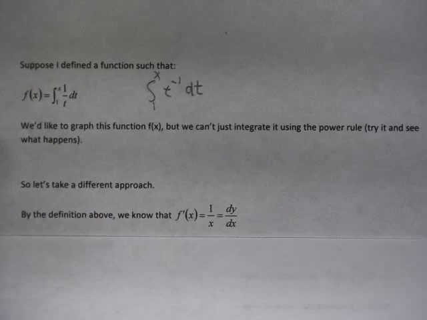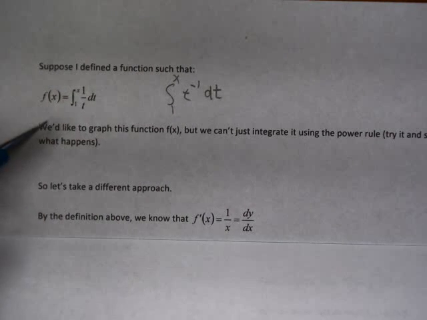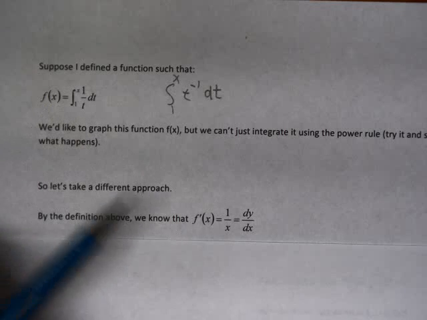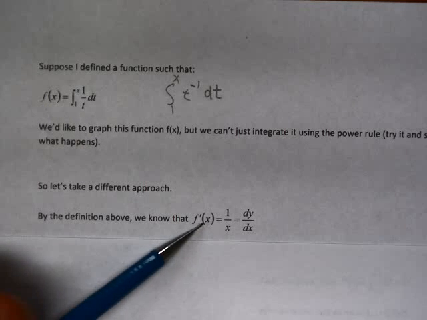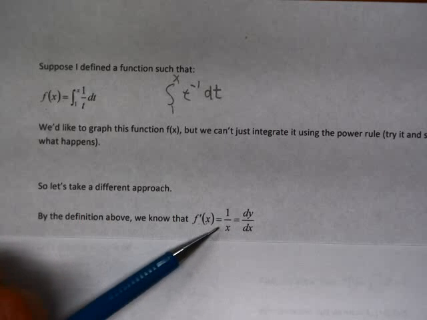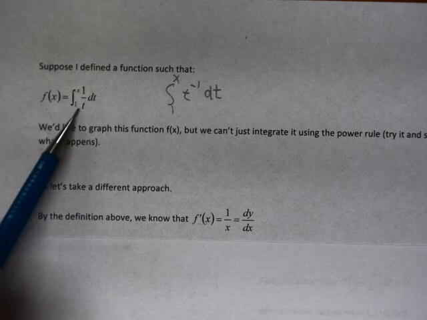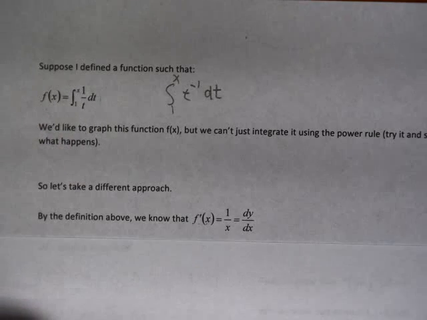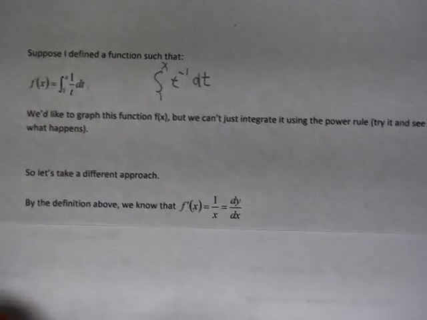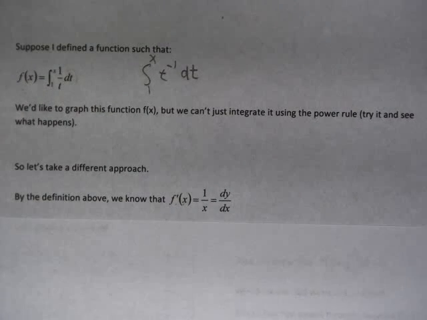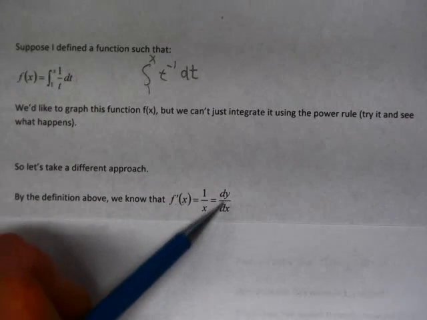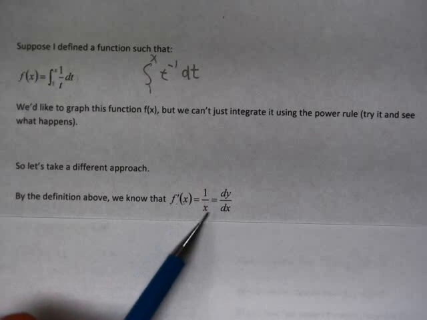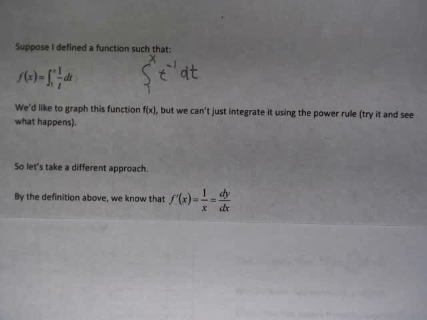Okay. By the definition above, we know that if the integral of 1 over t dt is equal to our function, then the derivative of our function is equal to 1 over x. By the second fundamental theorem of calculus, if we take the derivative of this definite integral, we're going to get 1 over x. And that is dy dx. So what that tells us is that the slope of our function at any given x value is 1 over x.